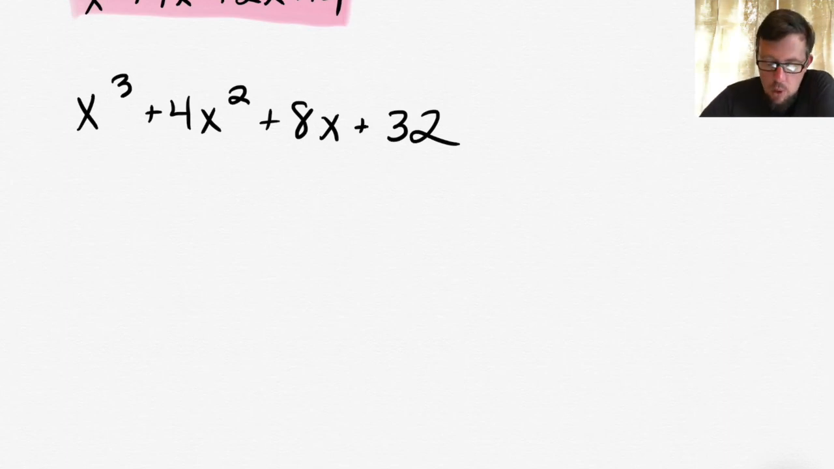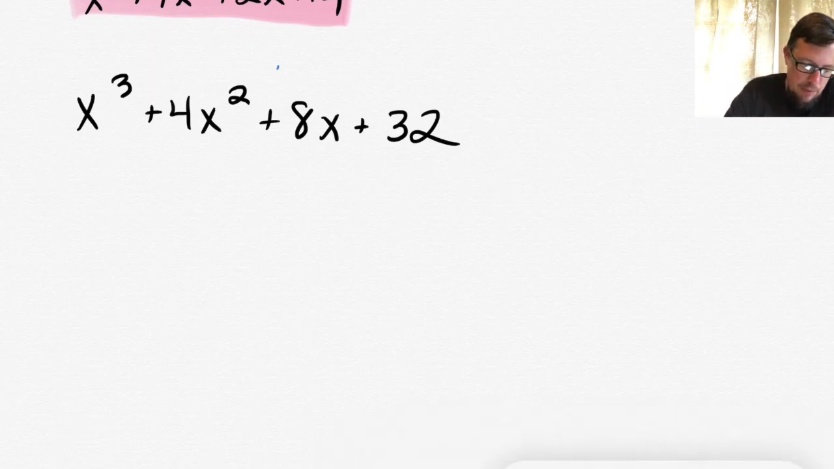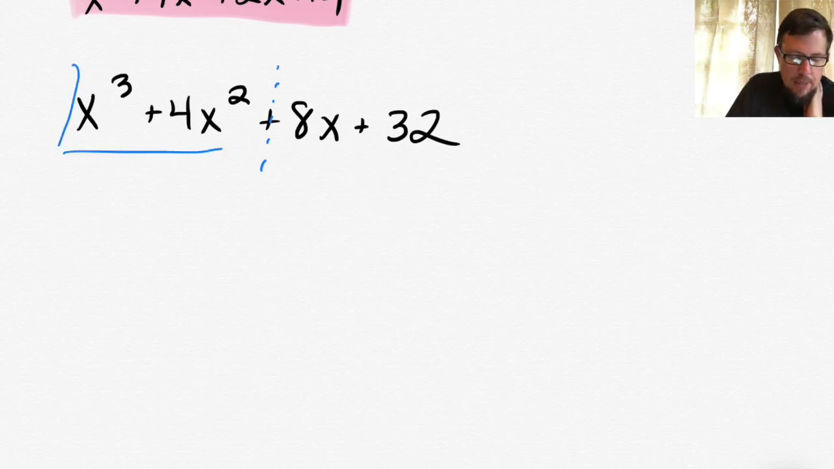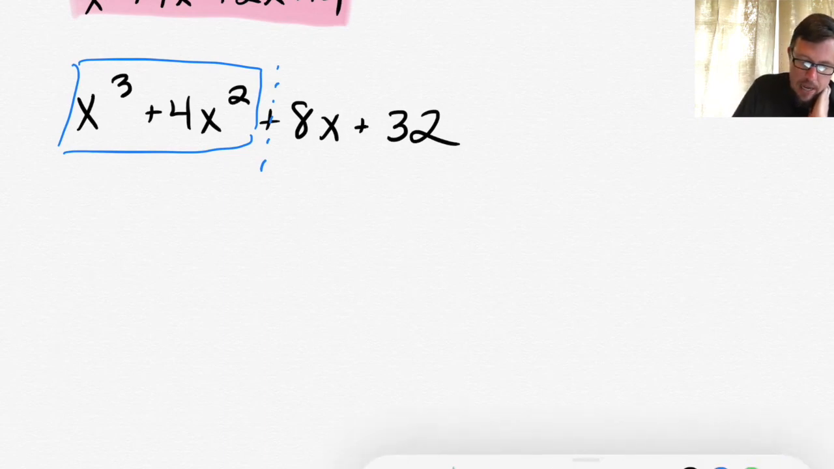Well, step number 1 is I'm going to take this polynomial and I'm going to divide it exactly in half with 2 terms on the left and 2 terms on the right. So my left side is going to be the x cubed plus 4x squared, and my right side is going to be the 8x plus 32.